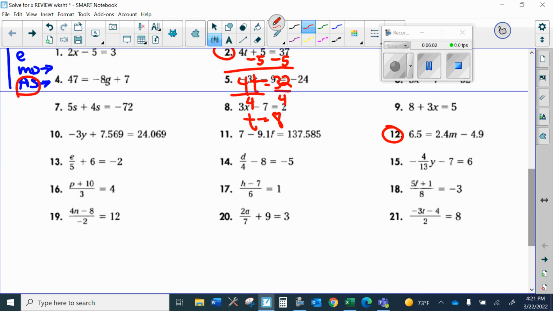Okay, let's pick another one. Here we go with decimals, number 12. Remember, because you're doing the odds, I'm going to add the 4.9 across. Because again, this 2.4, the coefficient of the m that I'm solving for, is already positive, so I'm going to leave it on that side. So add 4.9, and I get 11.4 equals 2.4m.